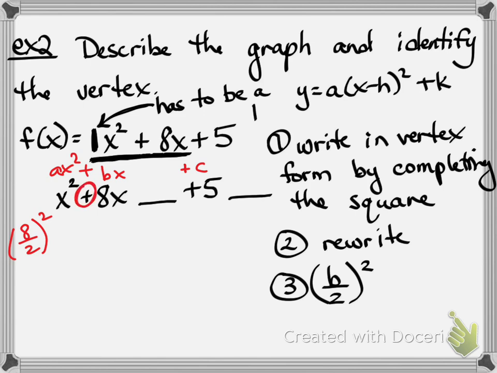I always ignore this sign here. Whether it's a plus or a minus, I just ignore it because we're going to square it anyways. So if it's negative and we square it, we get a positive. If it's positive and we square it, we get a positive. So I just ignore it. So 8 over 2 is 4 squared, and 4 squared is 16. Now we're going to add 16 here, and we're going to subtract 16 here.